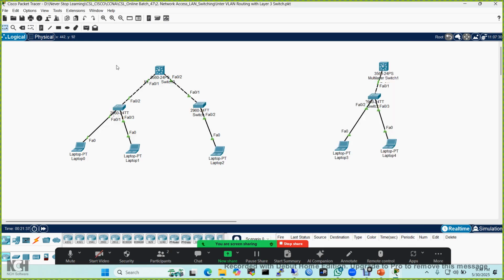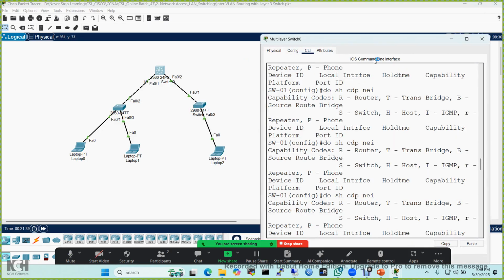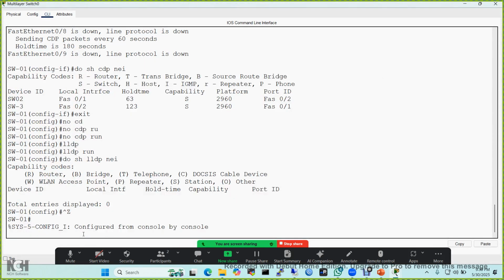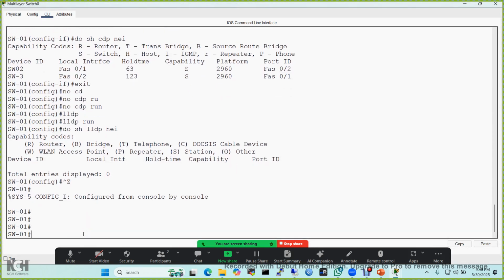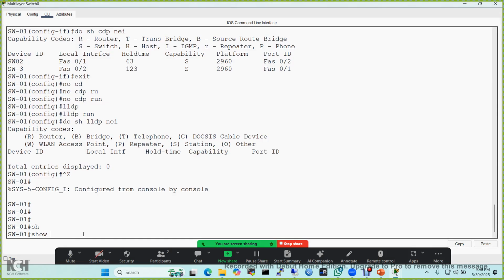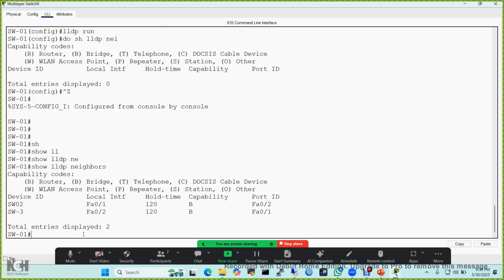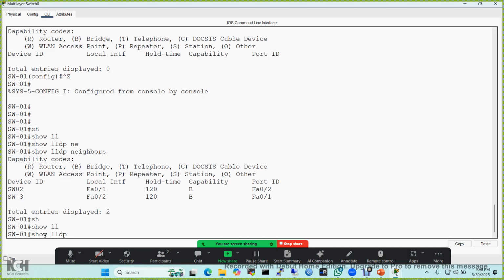I am going to that switch first. How will I check? I am going to Control Z. Show LLDP neighbors. You have got the neighbors. Both are the same. There is no difference. And now show LLDP interfaces.